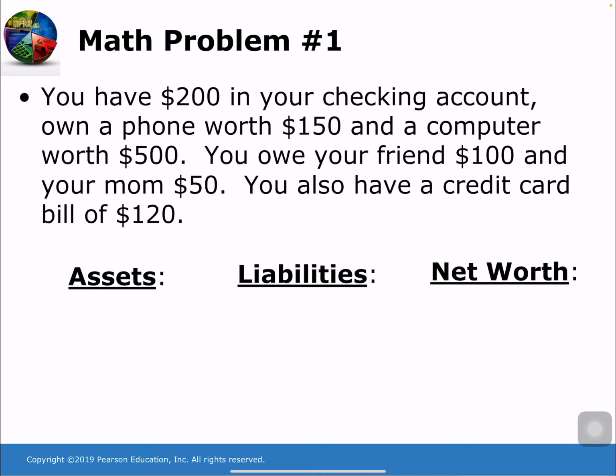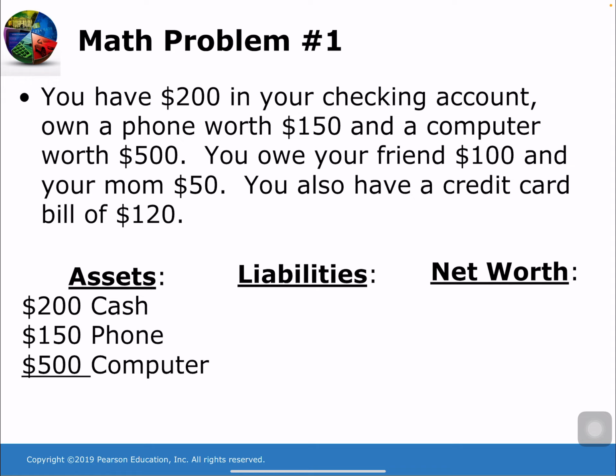Let's go first of all with our assets, things that we own. We own $200 in cash. We also own a phone worth $150. We also own a computer worth $500. Those are the things that we own that have value, so therefore they're assets. The total of all our assets is $850.